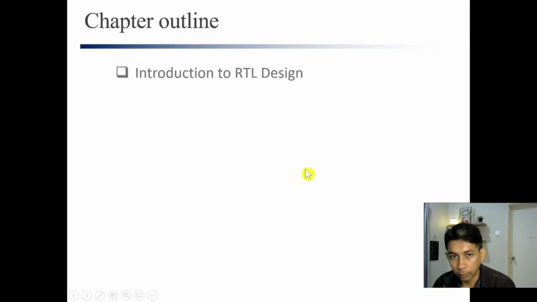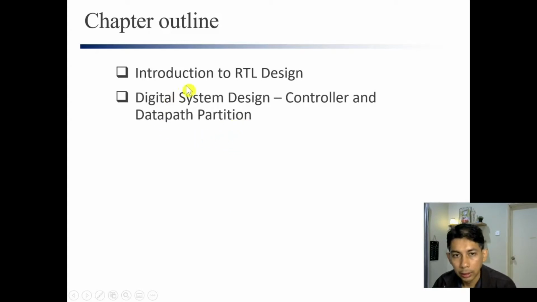So what we will learn is this. You will be introduced to RTL design, that is, how to design a digital system. There are two parts, which are the controller and the data path.